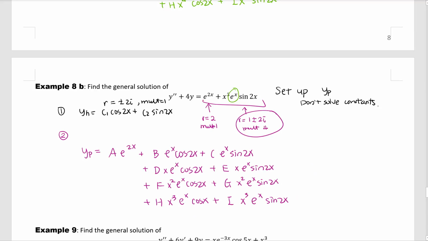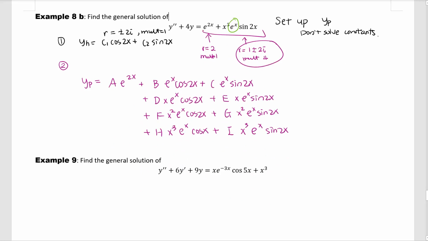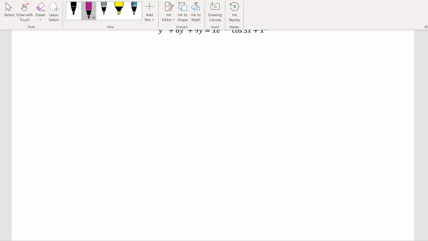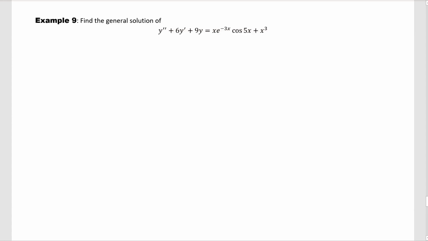All right, so example 9. Find the general solution of this differential equation. So let's continue. Same thing here, we just want to set it up. Just set up the YP.